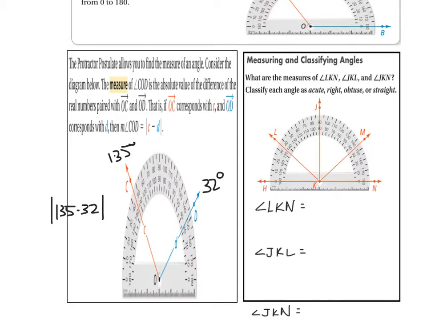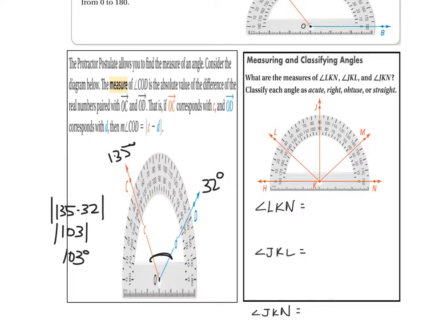So I find the two rays, the end of the two rays, figure out what number they're on in terms of the protractor, and then I subtract those two numbers. So in this case, this would be 103, and the absolute value of 103 is 103. So angle O in this case right here would be 103 degrees.